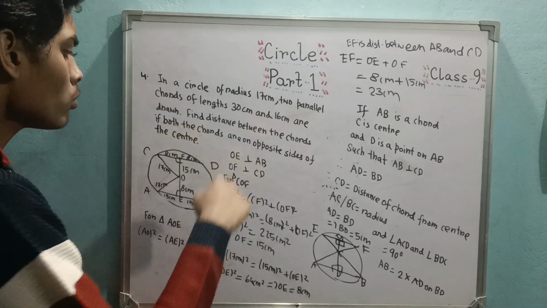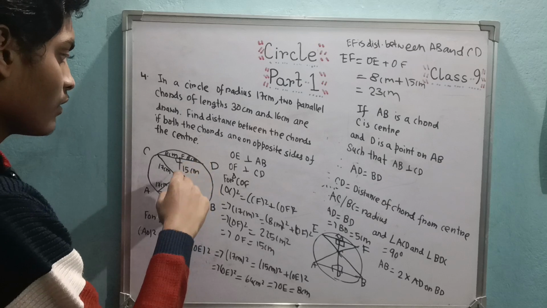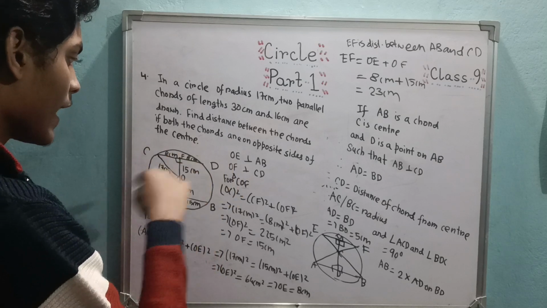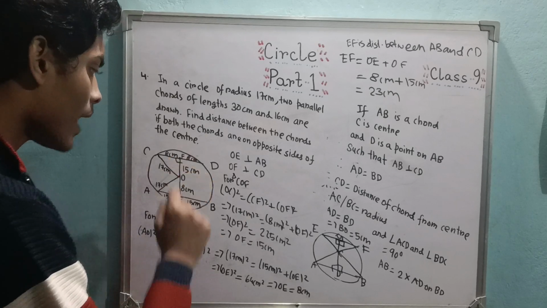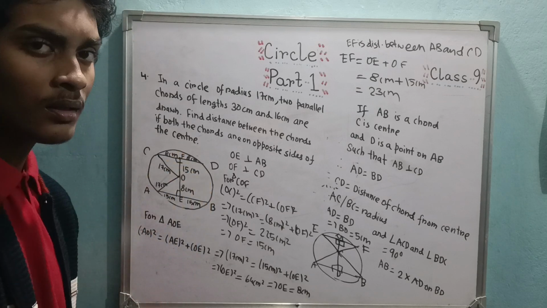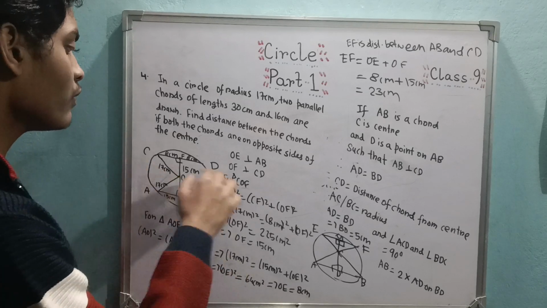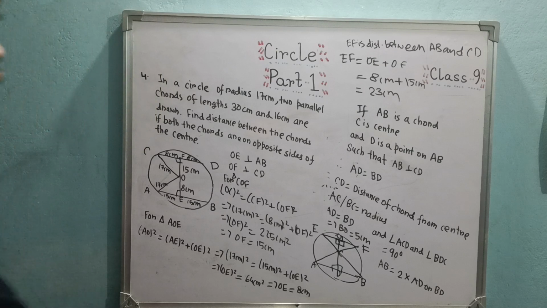And because of these two chords, if you take perpendiculars on both of them, two perpendiculars are formed, OF perpendicular to CD and OE perpendicular to AB. Then you have two right angle triangles. From these two you can calculate OF and OE, and from there if you add them up you can calculate EF, which is the distance between CD and AB. That's all you have to do in this question.